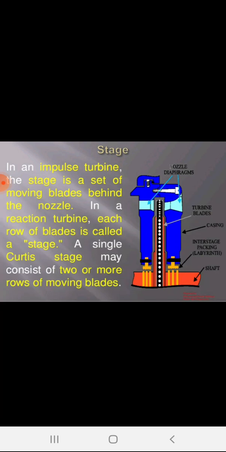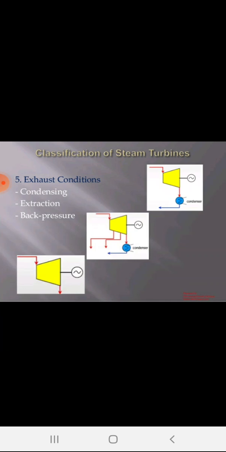In impulse turbines, the stage is a set of moving blades behind the nozzle. In the cross section of the turbines, each row of blades is called a stage. A single curtis stage may consist of 2 or more rows of moving blades. Nozzle diaphragm, turbine blade, casing, interstage packings and the shaft. The classification of the steam turbine for the exhaust conditions: condensing, extraction, back pressure methods.